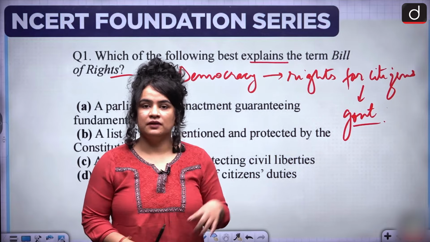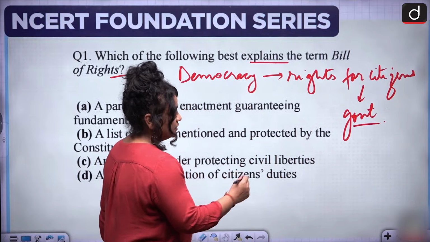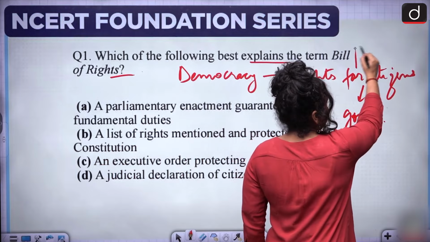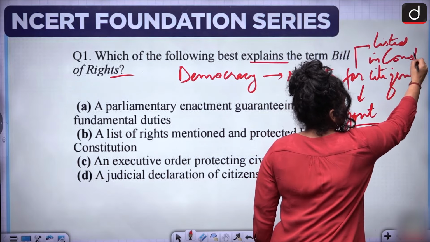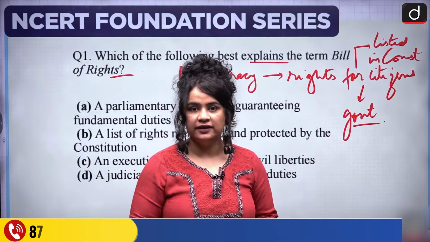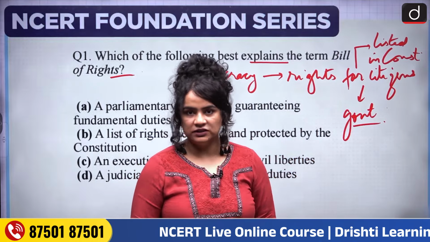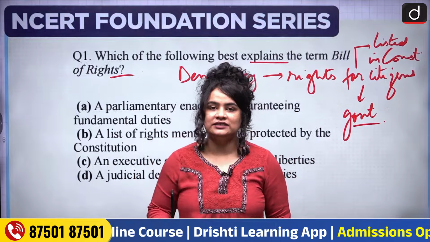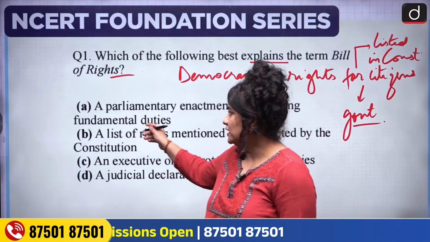How does this happen? To ensure that this happens, these rights are listed in the Constitution. So the rights are listed in the Constitution itself. So when these rights are listed in the Constitution, this practice ensures that these rights are not violated by either a private person or a private organization or any organ of the state. This listing of rights is known as, or these rights are known as, Bill of Rights. So let's just look at the options to arrive at a correct answer.